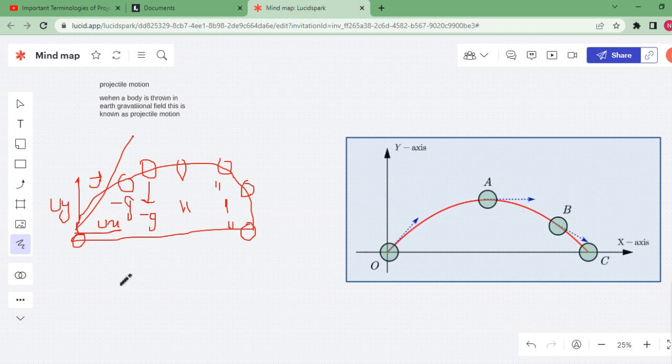If I have projected a ball and there is some external force other than gravitational force acting upon the ball, then it is non-projectile motion. It isn't projectile motion. For projectile motion, it should be only the gravitational field. What I was telling here is why we have considered minus g.